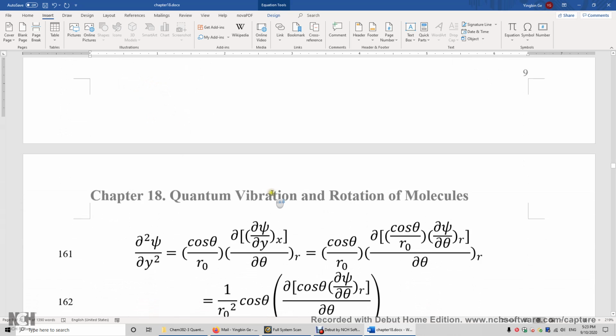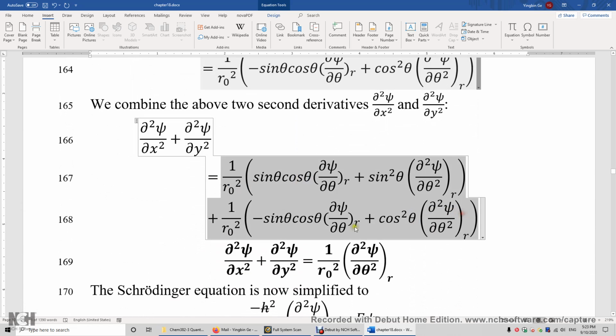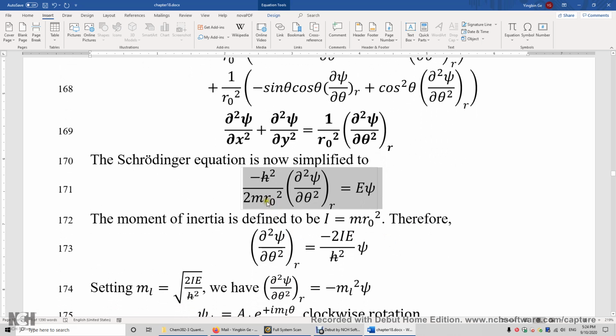You do the same thing to y, so you get this one, and then you put them together, you get this. Fortunately, these two terms cancel exactly. How about this term and this term? Well, they can be combined because sine theta squared plus cosine theta squared is just 1. So in the end, we have a very simple expression in polar coordinates. The Schrödinger equation for the two-dimensional rigid rotor is simplified to this. Again, this r is a constant. r is equal to r naught.